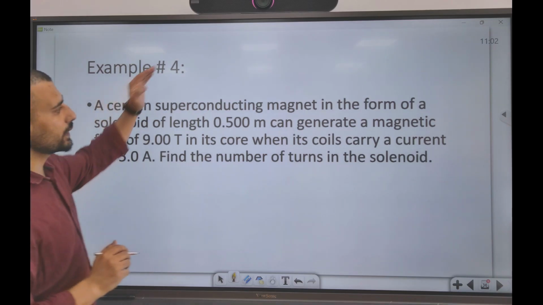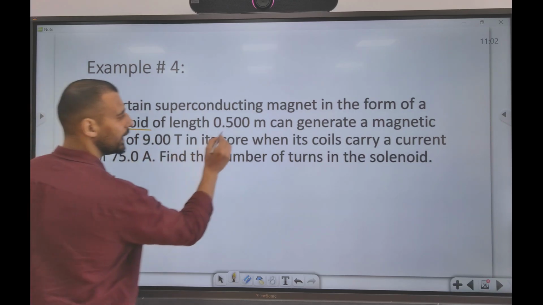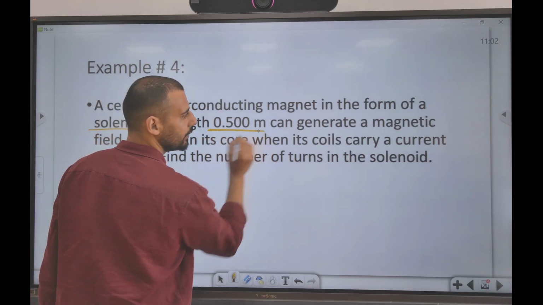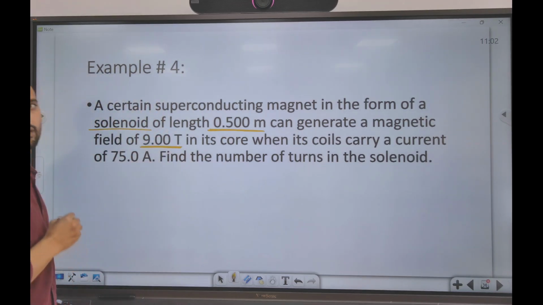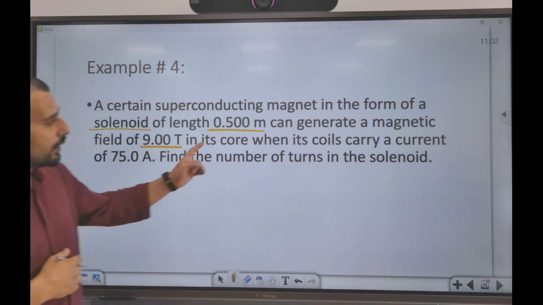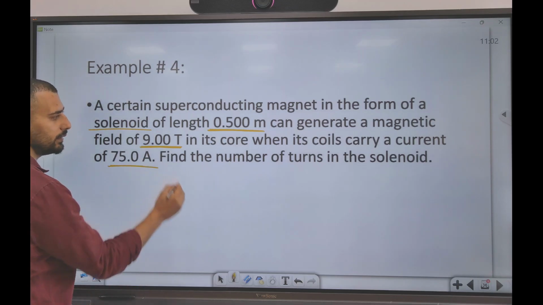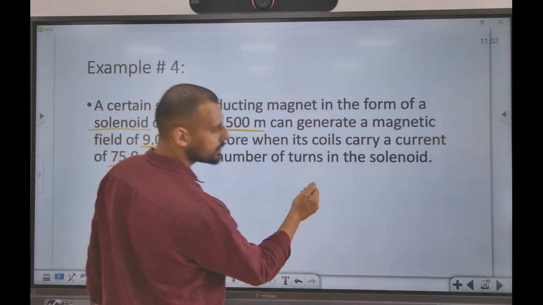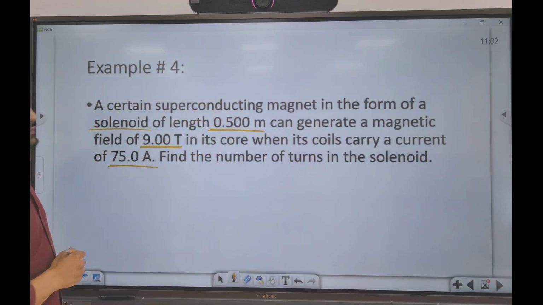There is a superconducting magnet in the form of a solenoid, very important, of length. So length is given and can generate a magnetic field of 9 Tesla. So the magnetic field is also given. When it carries a current, so the current is also given. Find the number of turns in the solenoid. We have to find the number of turns in the solenoid. Try to solve this question.